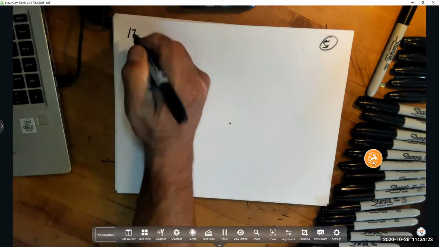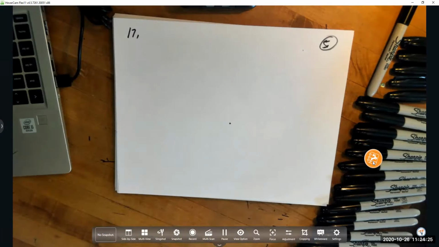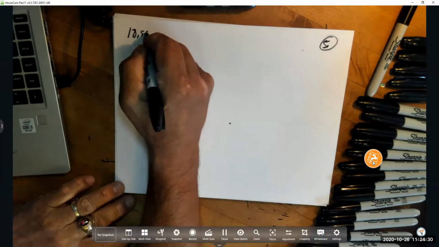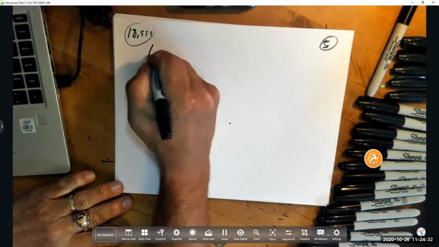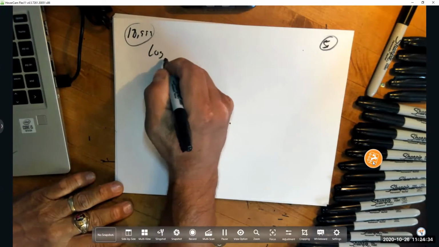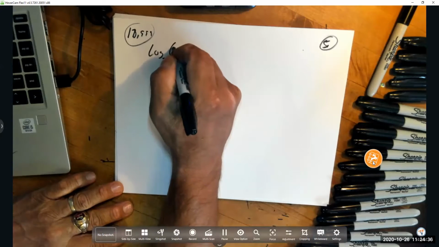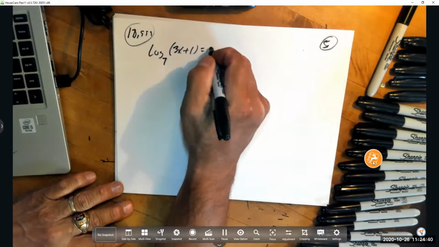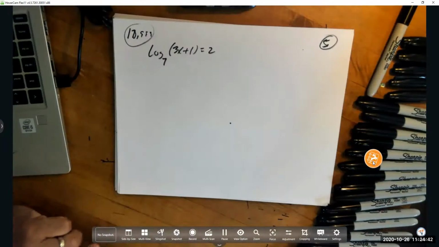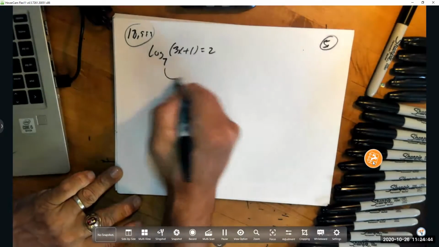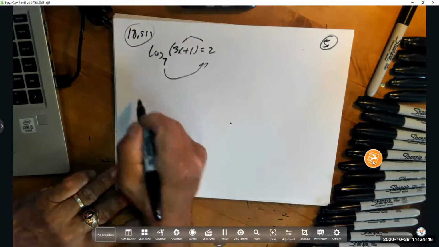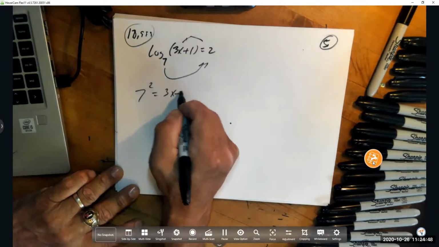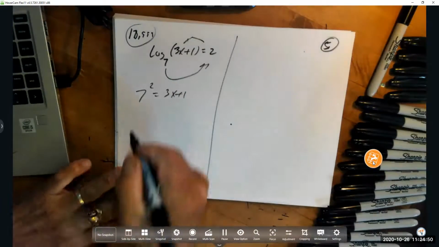This will be like 17. All right, 18 point something, 0.999. So you have log base 7 of 3x plus 1 equals 2. So this number to this power is this. So 7 to the second is 3x plus 1. Then what? What's 7 times 7?